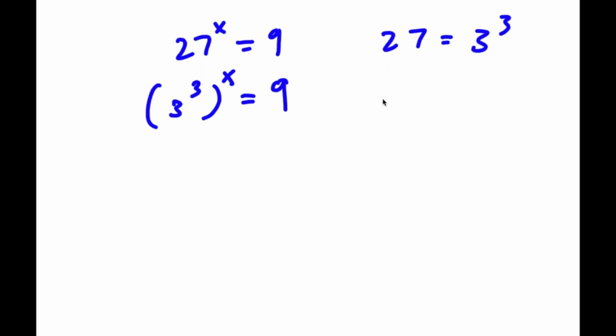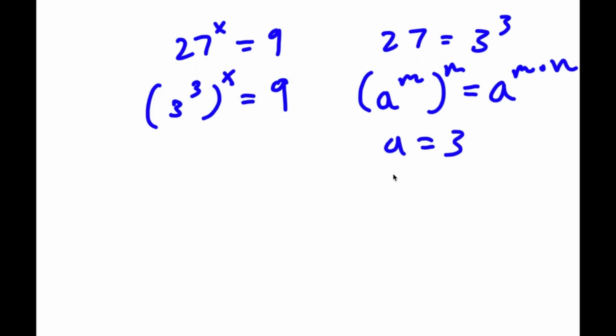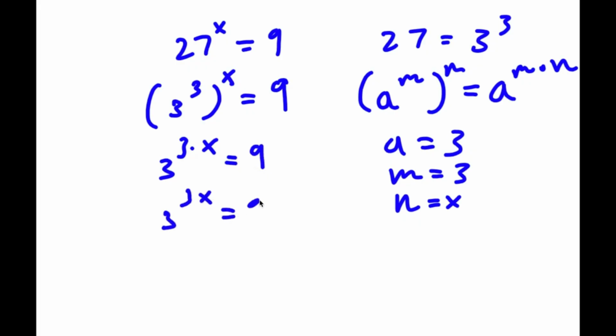And now if I have something in the form a to the power of m to the power of n, this is actually equal to a to the power of m times n. So for 3 to the power of 3 to the power of x, we can think of a as 3 in this case, m as 3, and n as x. So this would be equal to a to the power of m times n. So 3 to the power of 3 times x. 3 times x is simply 3x, so I have 3 to the power of 3x is equal to 9.